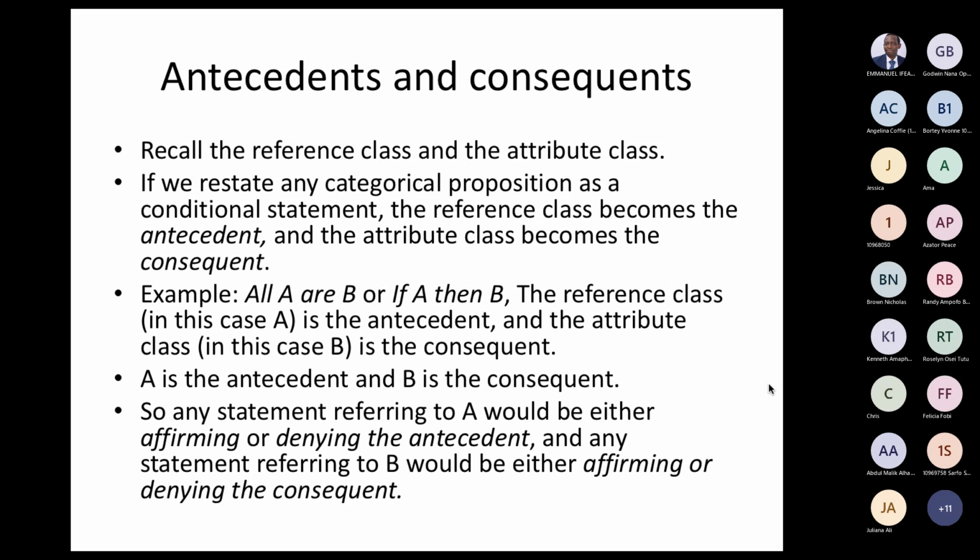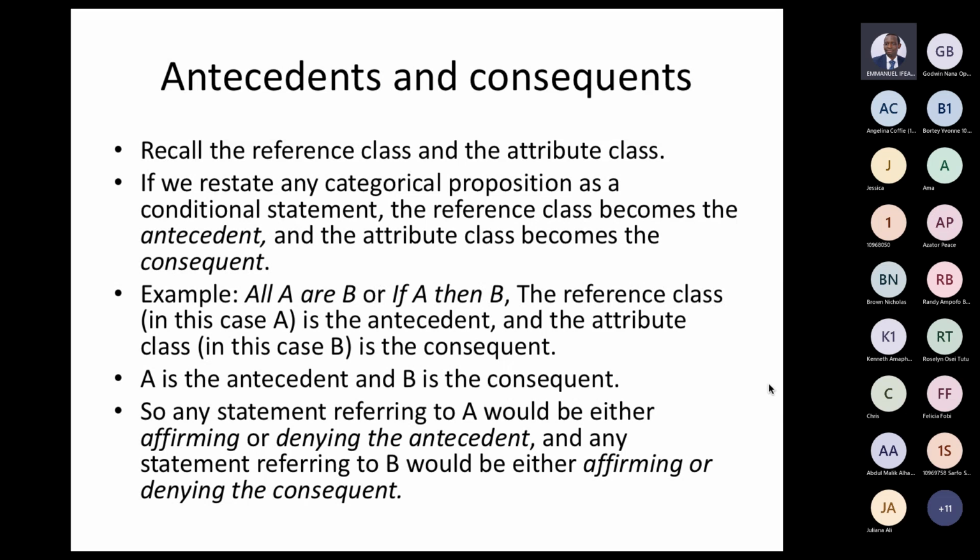Now, it is very good to distinguish between what we call antecedents and consequences. It is these two terms that you'll be using to do your deductive reasoning. Antecedents and consequences. Now, remember the reference class and the attribute class. The reference class is like a subject. The attribute class is like a predicate.